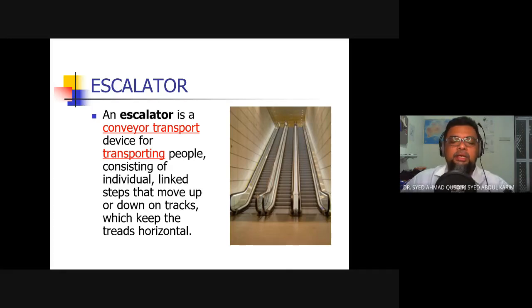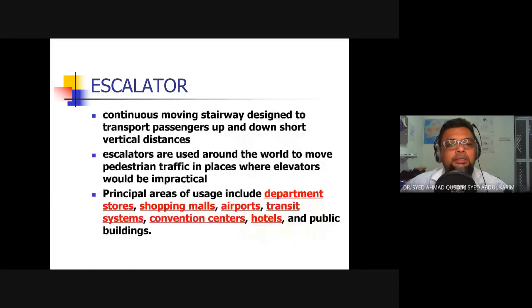So an escalator can also be defined as a moving staircase, a continuous moving stairway designed to transport passengers up and down short vertical distances, usually from one level to the other.